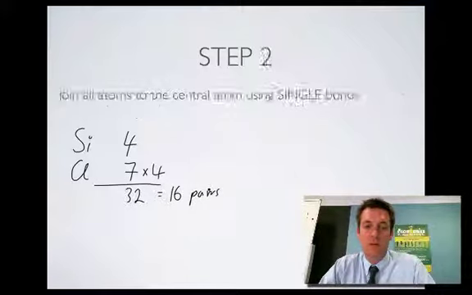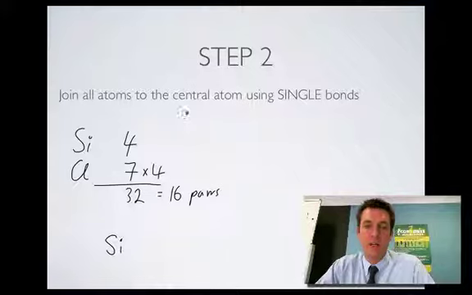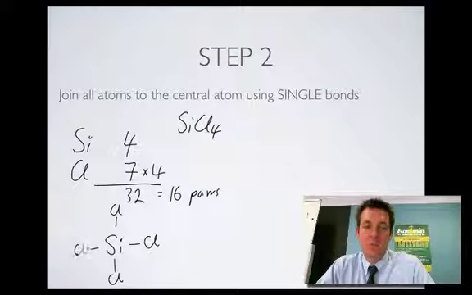Okay, moving on. We need to join all the atoms to the central atom using single bonds. The central atom is usually the one you see first. So we had the formula SiCl4, and the first one is going to be the central atom. I am joining them all to the central atom using single bonds.